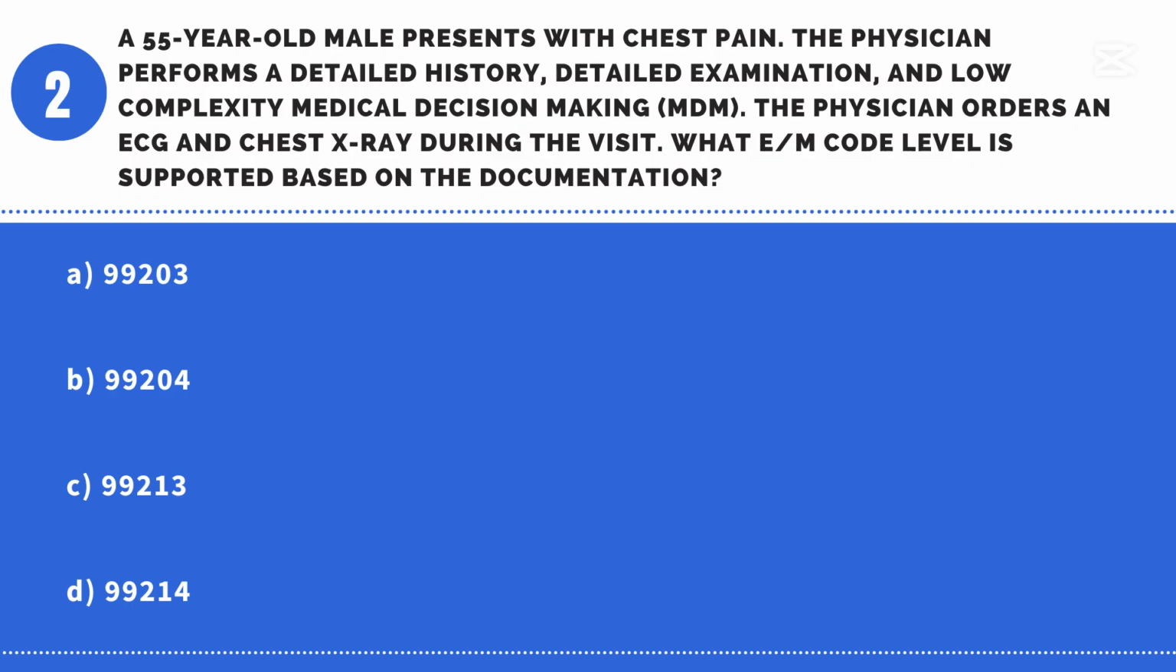Question 2. A 55-year-old male presents with chest pain. The physician performs a detailed history, detailed examination, and low-complexity medical decision-making, MDM. The physician orders an ECG and chest X-ray during the visit. What E/M code level is supported based on the documentation?